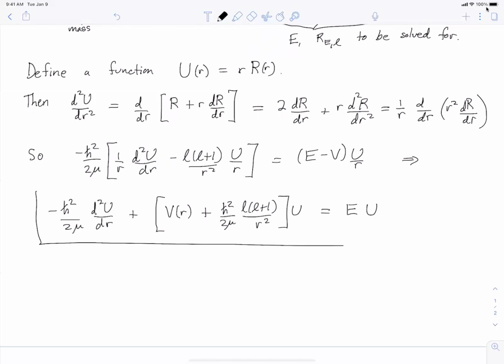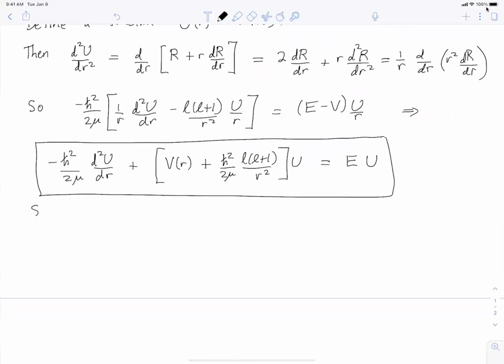Okay, so that's our Schrodinger's equation for u. And we note that this is similar to just the one-dimensional Schrodinger's equation. So we've sort of turned this three-dimensional problem into a one-dimensional problem with the following changes. Instead of the usual one-dimensional coordinate x, we're now dealing with r. Instead of the one-dimensional wave function, the thing that we're solving for is u. I'll put back the subscripts.